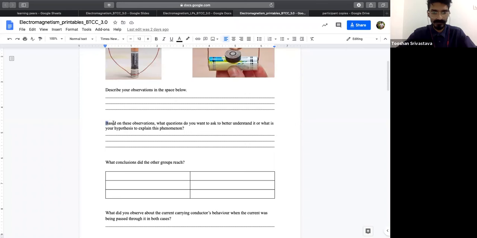You see the second question. It says, based on these observations, what questions do you want to better understand, or what is your hypothesis to explain this phenomenon? All right. Again, we have 2 minutes. You're going to write down either a question that you want to ask, which will help you reach a better clarity of the phenomenon, or you're going to propose a hypothesis and say, this is what is happening, and this is why we saw whatever we were able to see.